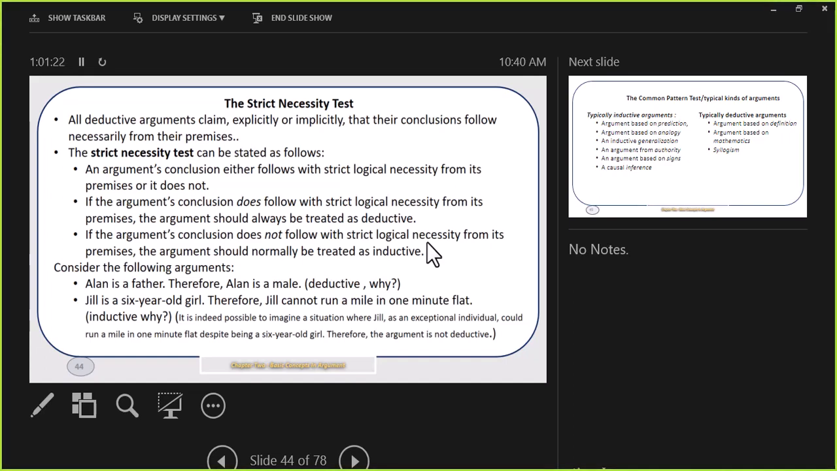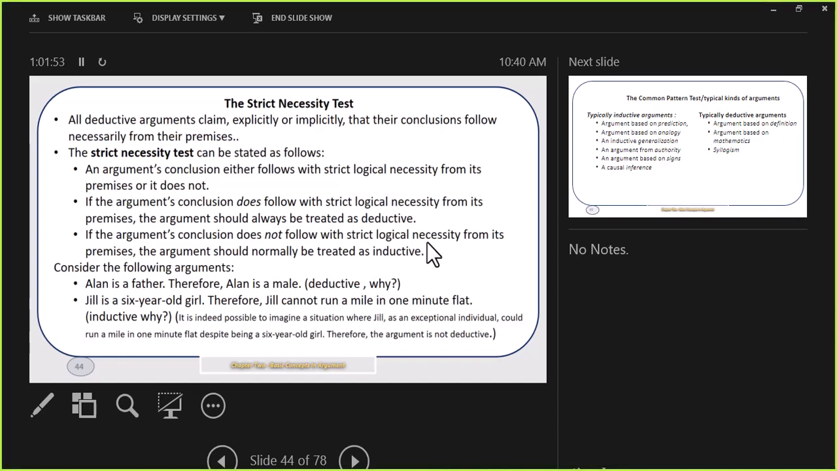Alan is a father, therefore Alan is a male. It's deductive. Any new hand? Your name is Kamal, yes? Alan is a father, therefore Alan is a male. It's deductive. Why? Because of the existence of "therefore"? No.